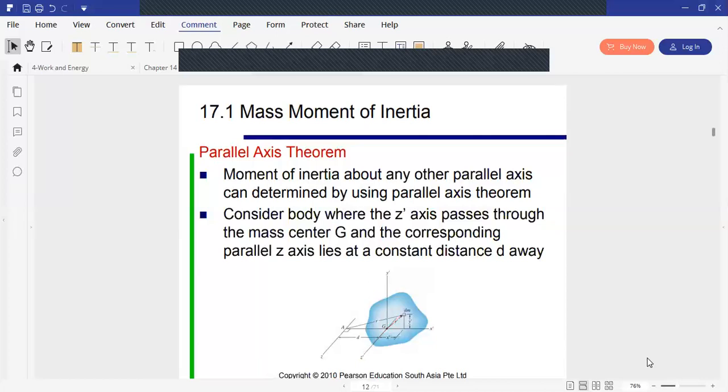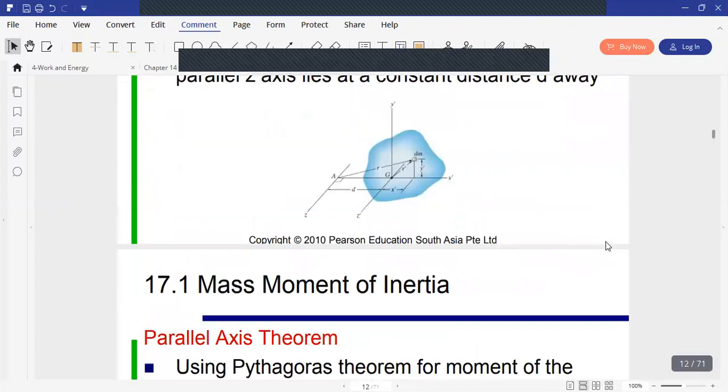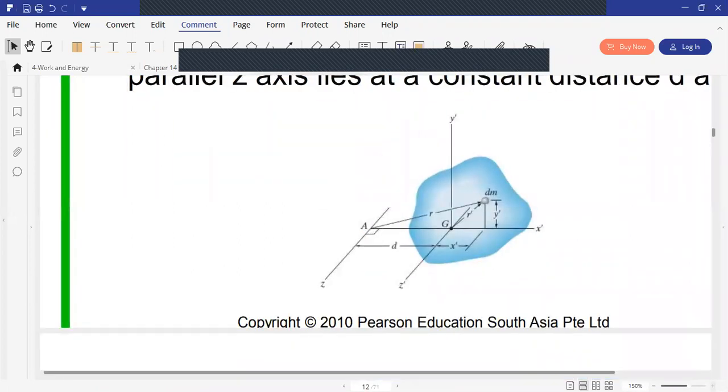Is the figure clear, or do you want me to zoom? Is this figure clear for you, or should I amplify it more? Can you amplify it a little bit? Yes. It's fine now? Yes, thank you.